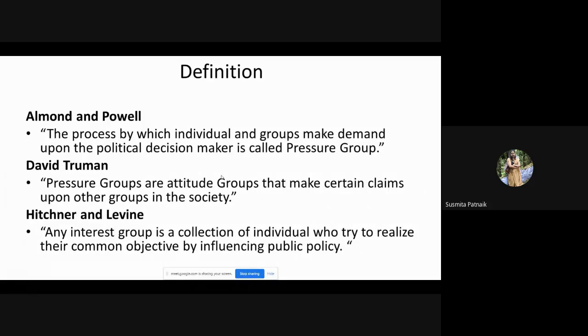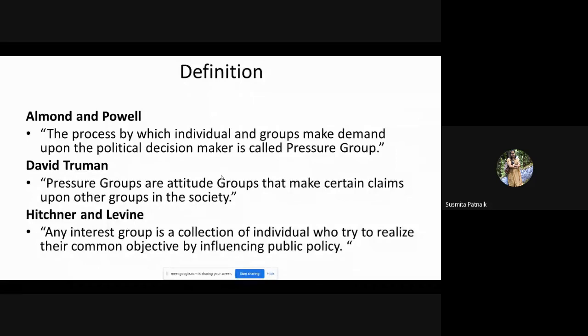According to David Truman, pressure groups are attitude groups that make certain claims upon other groups in the society. They are called attitude groups. Attitude groups means that type of group has to cooperate with other groups in order to satisfy their objective.